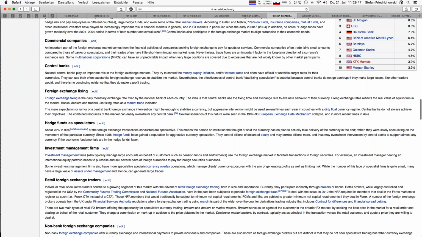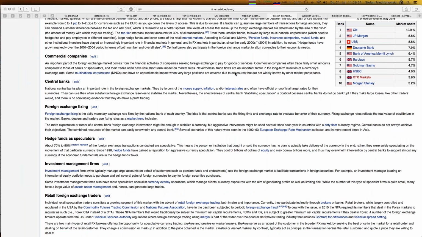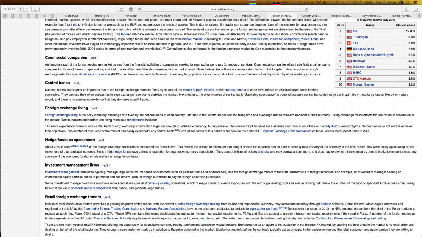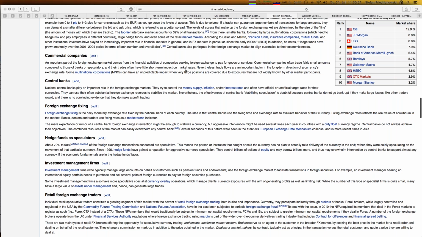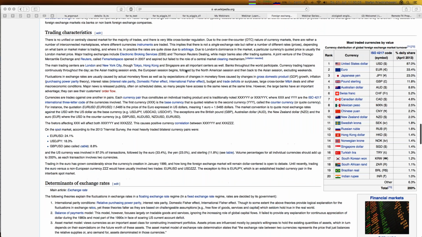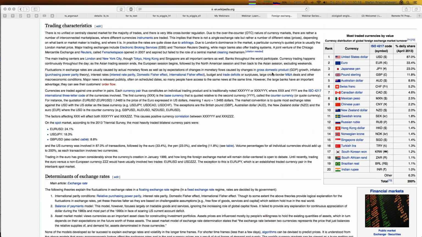Who are the biggest players within the Forex market? You can see Citibank, JP Morgan, UBS, then Deutsche Bank, and so on and so on. But that's not the way I get my 21 Forex pairs. It's exactly that kind of table which drives my selection to those 21 Forex pairs.